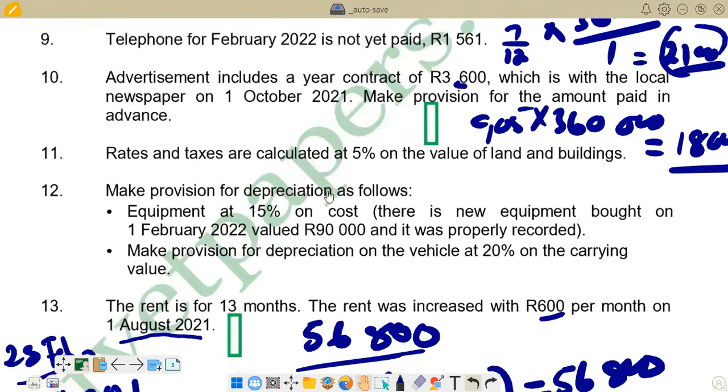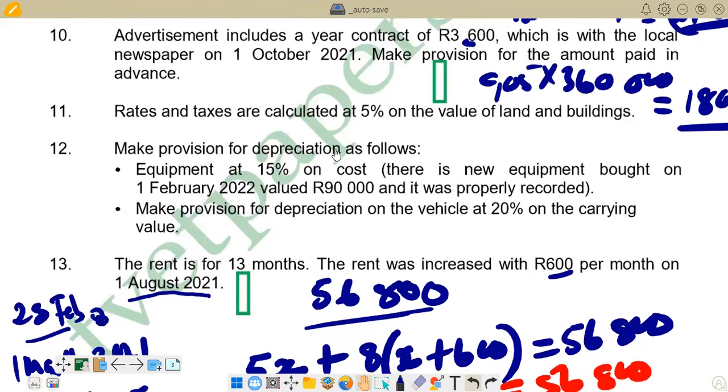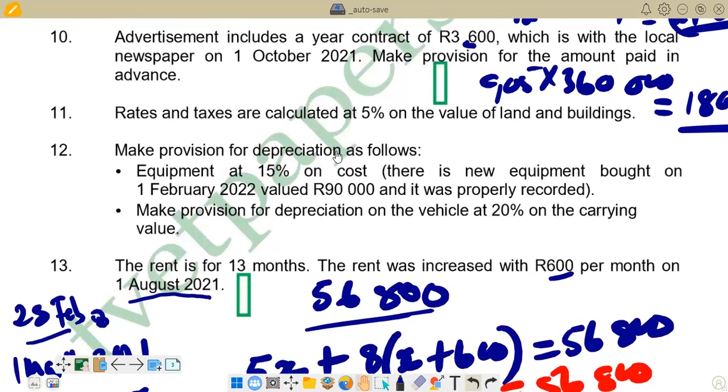Right, we have got here item 12, make provision for depreciation as follows: equipment at 15% of cost, and then in brackets there's new equipment bought on 1 February 2022, valued at 90,000, and it was properly recorded. Then last point, make provision for depreciation on the vehicle at 20% on the carrying value. So let's start with the depreciation on equipment.